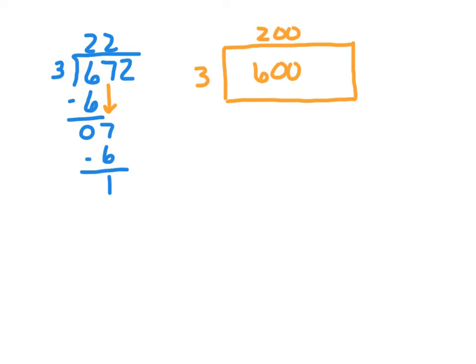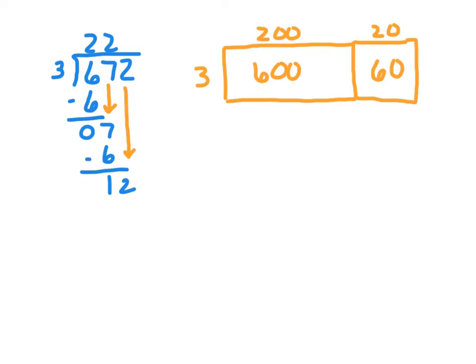And I'm going to add to my area model now. I had 7 tens, and 7 tens is equal to 70, but I was only able to really distribute 60 of those, so I'm going to put 60 in my area model, and that is 20 times 3 is 60. So I divided out another 60 from my total, and when I bring down the 2 ones, I have a total of 12 ones left over.